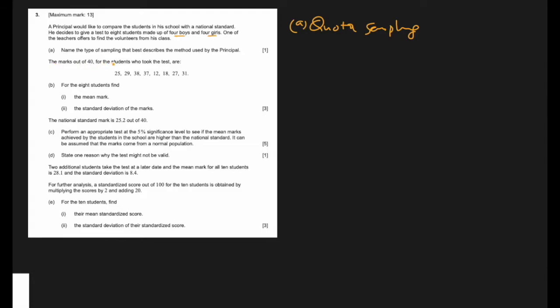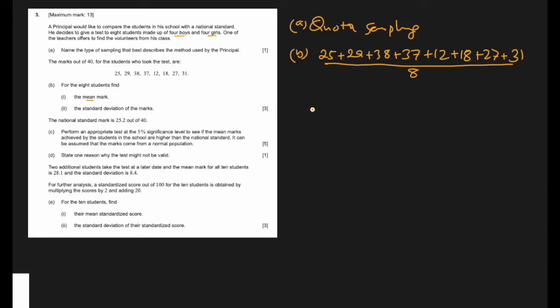The marks out of 40 for the students who took the test are these. For the 8 students, find the mean mark. For the mean mark, I have to add all of them and divide by 8. That's simple. So 25 plus 29 plus 38 plus 37 plus 12 plus 18, divided by 8. 54 and 94 and 37, 39, 57, 217 over 8, which will be times 2.